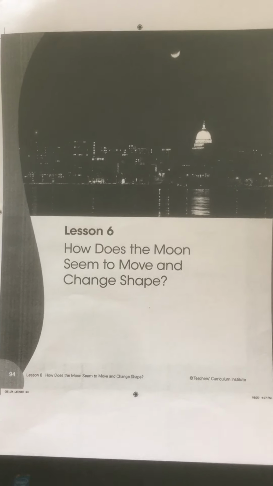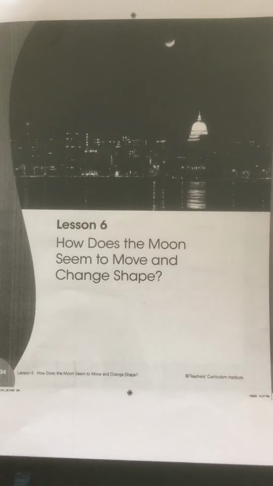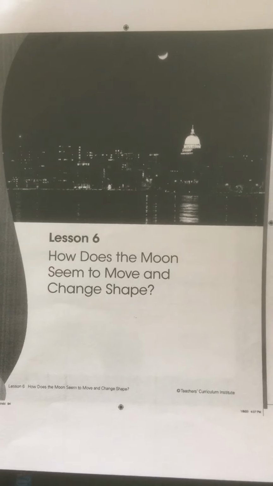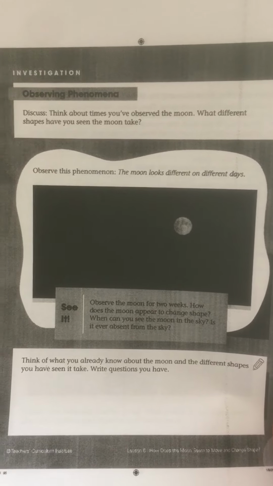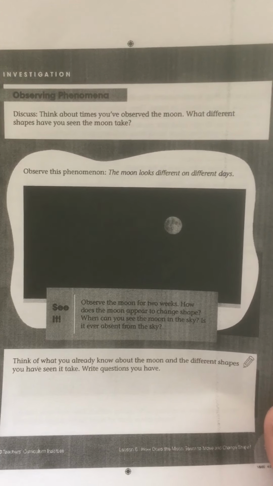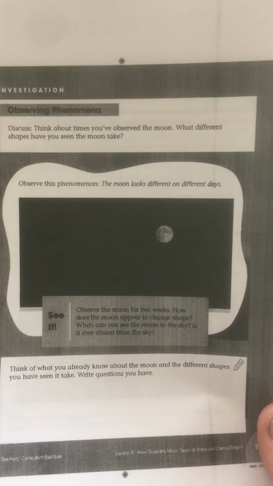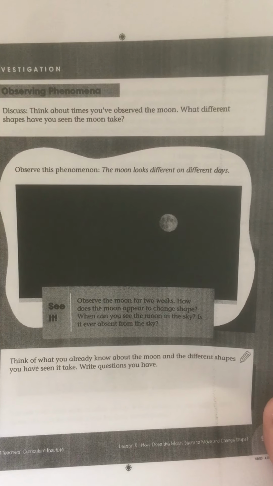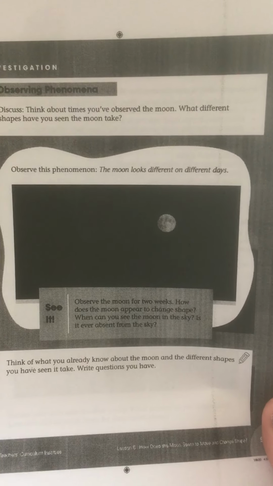Today we're going to start talking about Lesson 6. How does the moon seem to change shapes? All right, so you need Lesson 6 today. And as we start looking at the moon, this is our phenomenon: the moon looks different on different days. Okay, we know that. We've seen that. We've seen it in the night sky, how it seems to change its appearance.